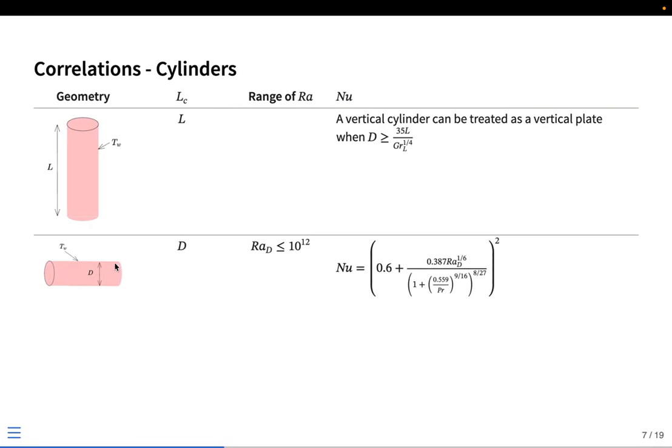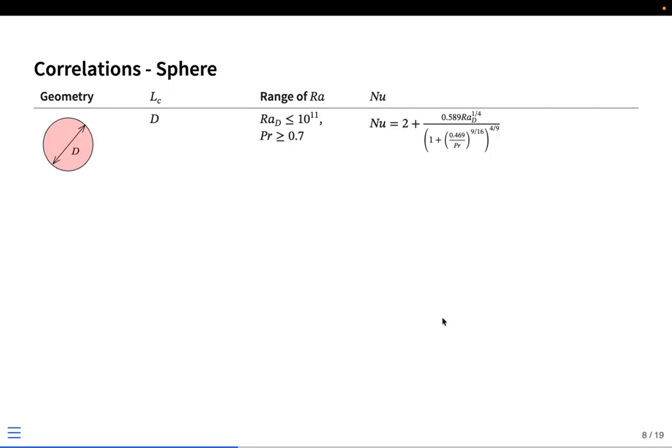Again, for horizontal cylinders, we have the correlation. This is very similar to the one that you have previously, just that the coefficients are a little bit changed. And then for a sphere, you again have the correlation. It has only one parameter, diameter, so that should be straightforward. So these are all for purely free convection cases. So basically, we are assuming that the effect of forced convection is negligible compared to the free convection. That is the definition under which all these correlations were developed.